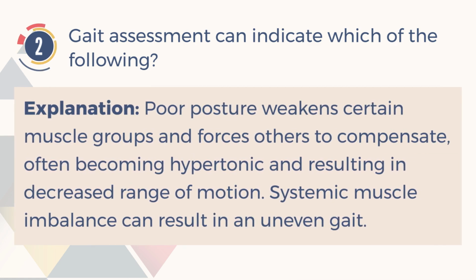Explanation. Poor posture weakens certain muscle groups and forces others to compensate, often becoming hypertonic and resulting in decreased range of motion. Systemic muscle imbalance can result in an uneven gait.